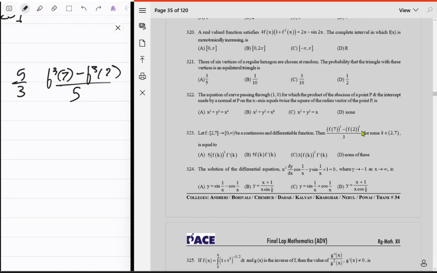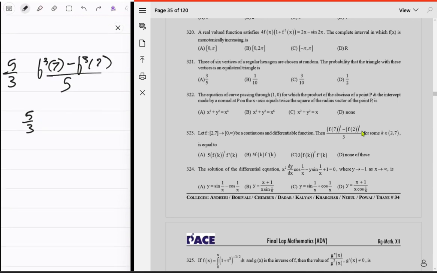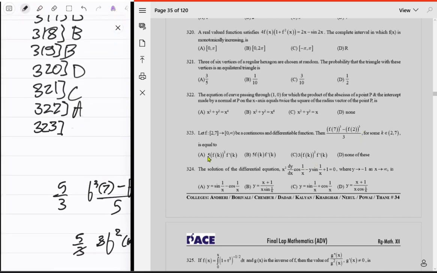So, right, it's like 3 5. So ये जो चीज है, for some k in 2 to 7, this is equal to, right, so it's just a derivative of f cube, which is 3f squared of k and then f dash of k, right? So basically ये चीज होगी 5 f squared of k f dash of k. This will be equal to that, right? Which is, I think A looks correct. Next question. Yes, that's 324.